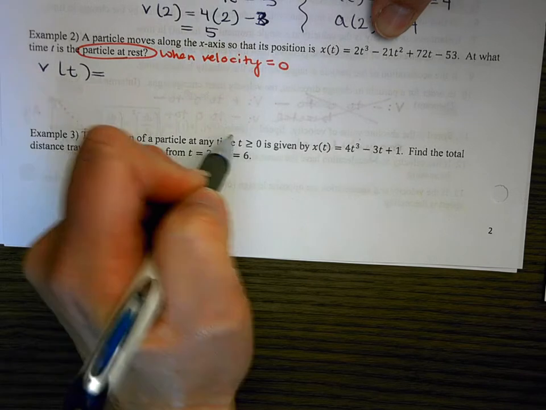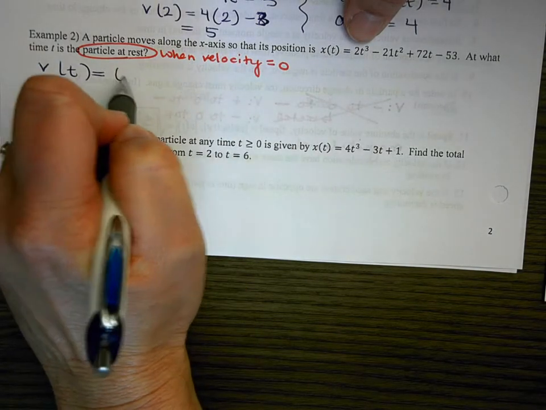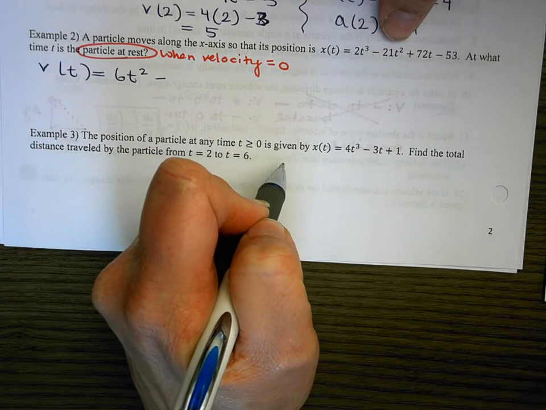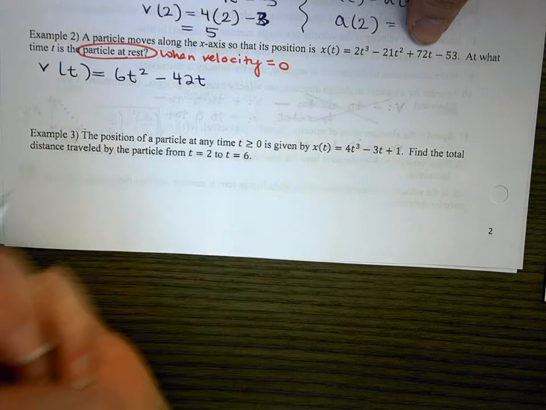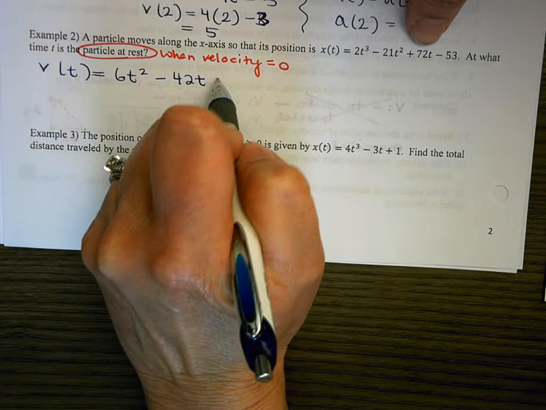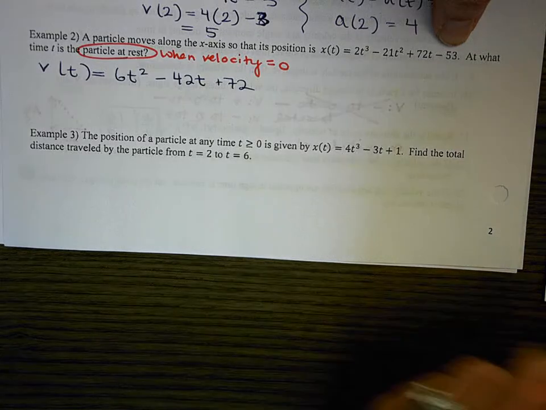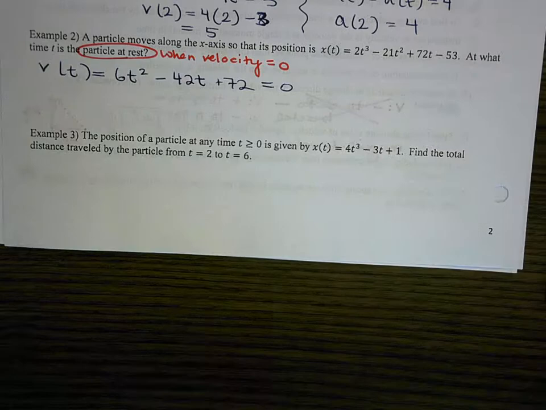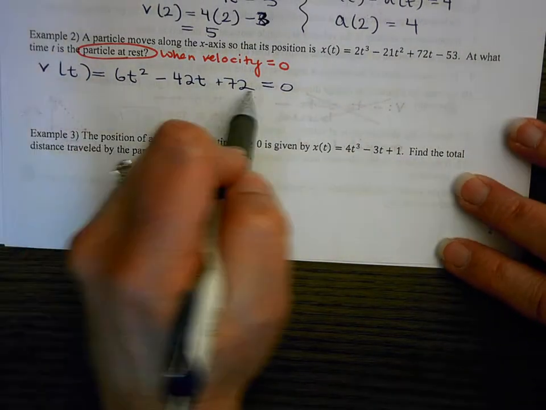So then I'm just going to do power rule all the way across. So 2t cubed is 6t squared. And then the derivative of 21t squared is 42t. The derivative of 72t is just 72. And then the derivative of a constant is just 0. And I want to set this equal to 0. So I can solve this in my calculator or solve it by hand, but I know this is just a factorable one, so I'm going to factor a 6 out of all of these.